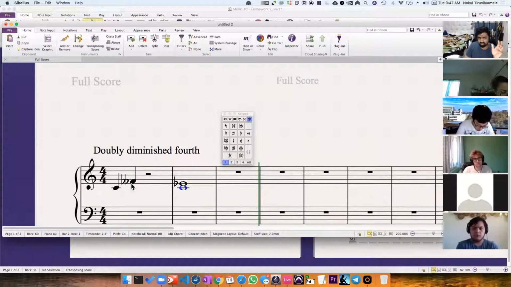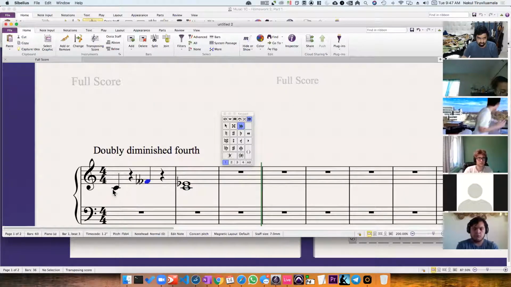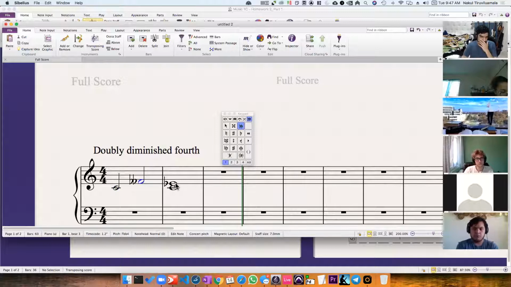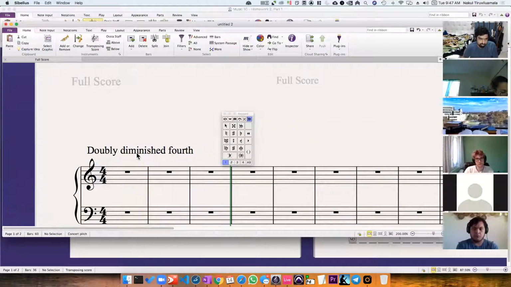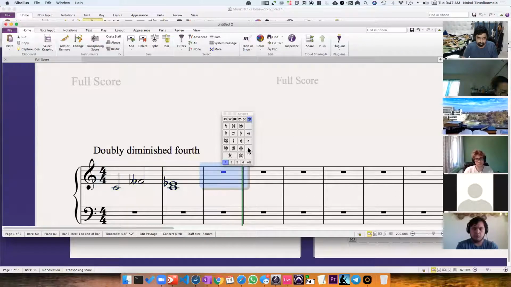This was inadvertent when I was doing the homework. I was just flatting some previous answers or sharpening some of the previous homework questions, and it ended up resulting in something that was doubly diminished and doubly augmented. So for example, I guess we can start from here.